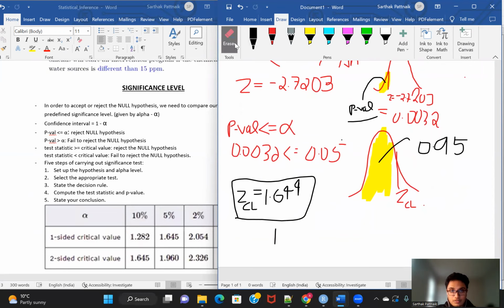While we are comparing the test statistic, we only have to be concerned with the magnitude, not essentially the sign. If you are taking the sign into account, then you need to consider the negative value of the Z critical and compare it to that. But we don't want to make things complicated because we are concerned with this particular Z critical and not minus Z critical. So we'll be taking the magnitude of my Z statistic, which is nothing but 2.7203.